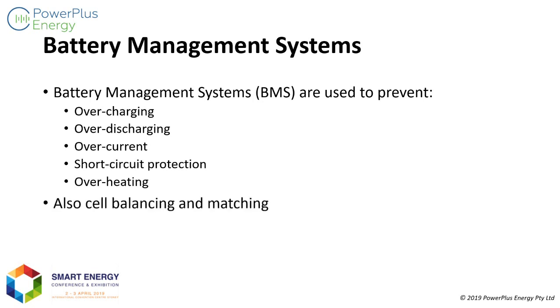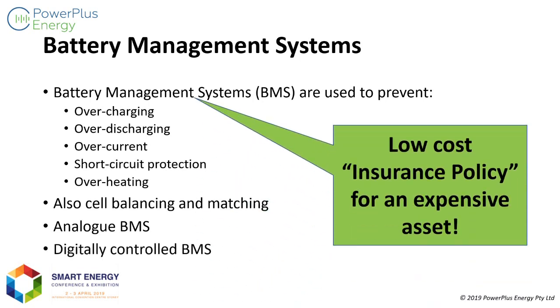As cells over a period of time will degrade, and there will be some variations from one cell to the next, it's important that electronically you try to optimize the amount of energy that's stored in the battery pack so that you get the maximum out of that particular battery pack. You can have a choice of analog BMSs, or you can have a choice of digitally controlled BMS. Your battery management system is really your insurance policy for a very expensive asset.